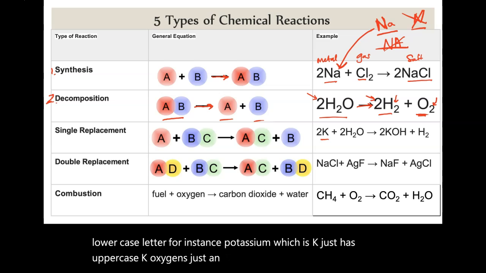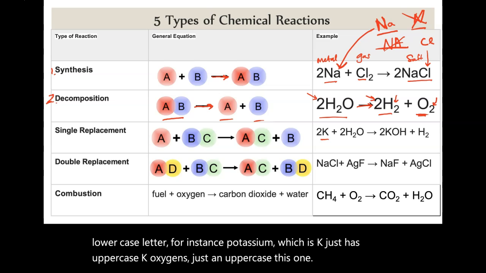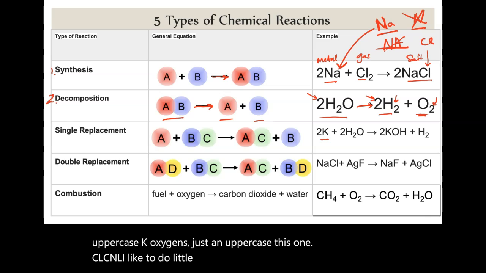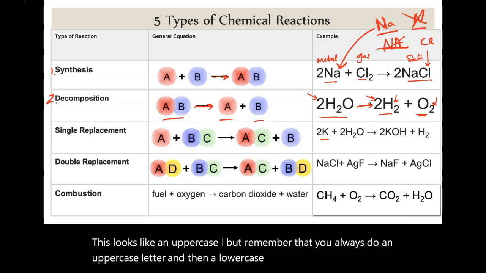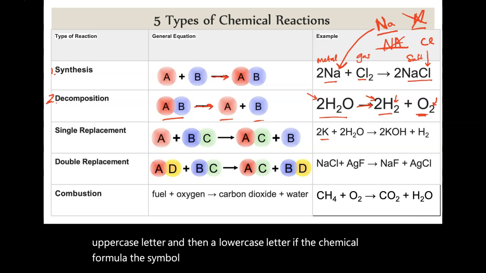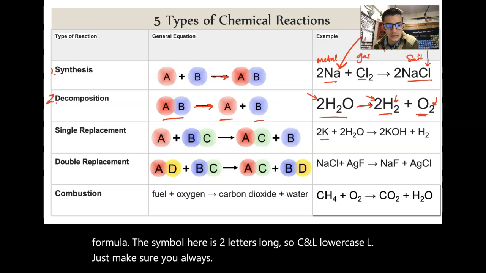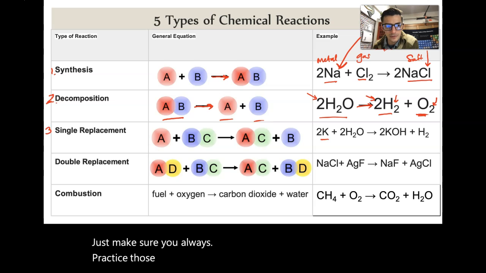This one, Cl, C and L, I like to do a little curly L because it looks a little different. This looks like an uppercase I, but remember that you always do an uppercase letter and then a lowercase letter if the chemical symbol is 2 letters long. So C and L, it's a lowercase L. Just make sure you always practice those correctly to keep yourself from getting confused.